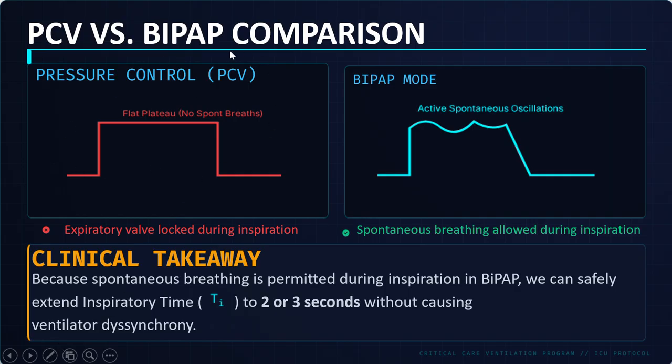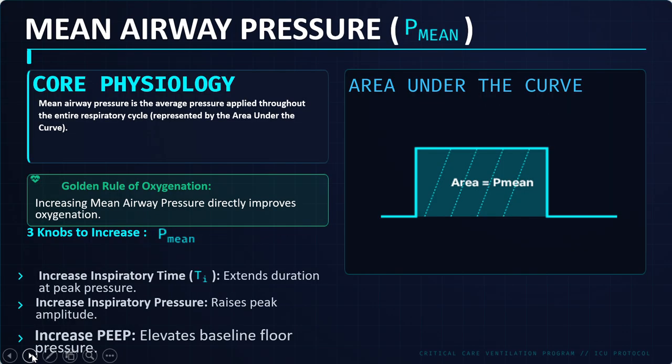The difference between pressure control and BiPAP: pressure control has a plateau curve, and active spontaneous oscillation is found in BiPAP. Clinical: the expiratory valve is locked during inspiration in pressure control. Spontaneous breathing is allowed during inspiration in BiPAP. Clinical takeaway: because spontaneous breathing is permitted during inspiration in BiPAP, it safely extends inspiratory time from 2 to 3 seconds without causing ventilatory dyssynchrony.